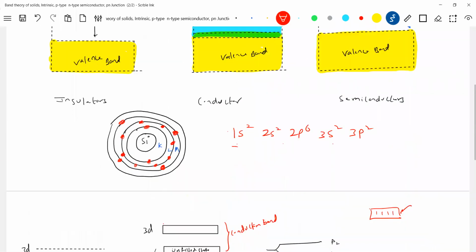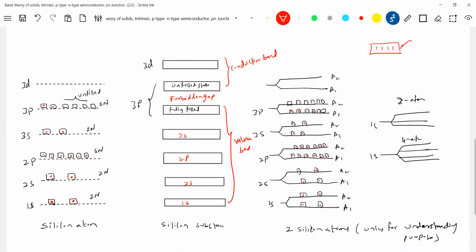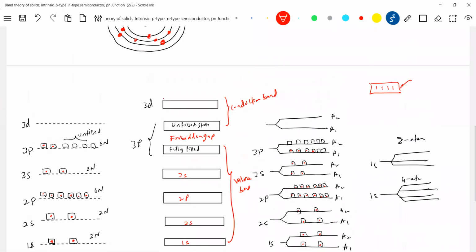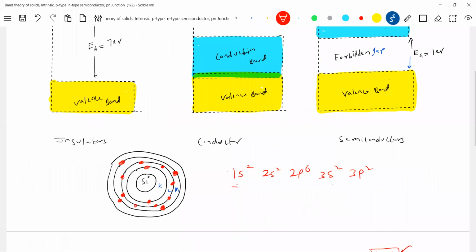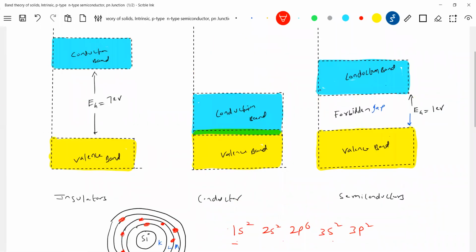So here, valence band means not only one. All these are valence bands. The uppermost valence band and the lowermost conduction band are what we are taking for discussion. Similarly, for conductors, what happens? In such a situation, they overlap. The conduction band and valence band overlap. And what happens for insulators? The gap will be 7 electron volt. For insulators, this particular energy gap will be 7 electron volt.